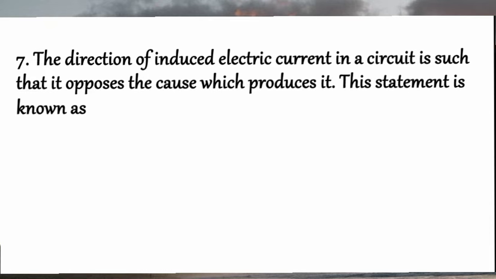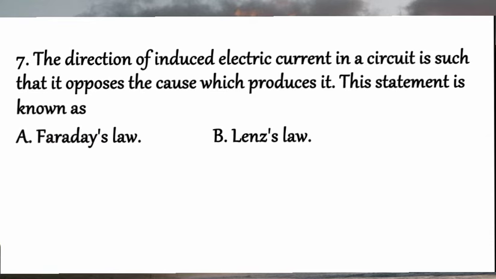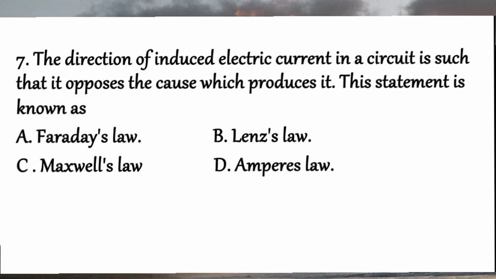Question number 7. The direction of induced electric current in the circuit is such that it opposes the cause which produces it. This statement is known as A. Faraday's law, B. Lenz's law, C. Maxwell's law, D. Ampere's law.